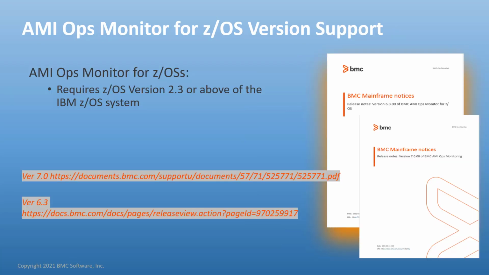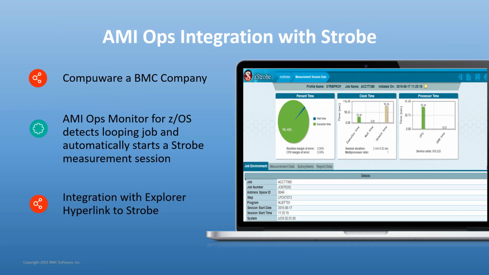All support for AMI Monitor for z/OS can be found on the docs.bmc.com site, and the version that AMI Ops Monitor for z/OS supports is version 2.3 or above. Also, AMI Ops integration with Strobe. Compuware is now a BMC company, and that AMI Ops Monitor, like MainView for z/OS, detects a looping job and automatically starts a Strobe measurement session. It also integrates with the Explorer.